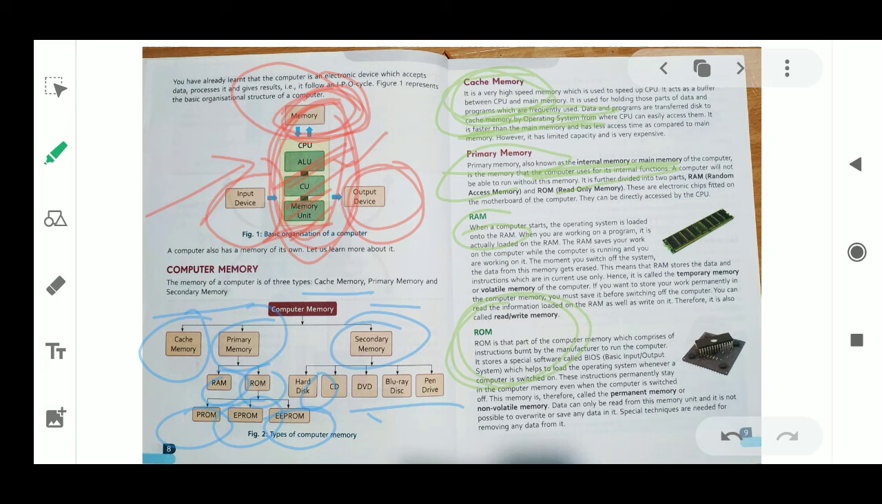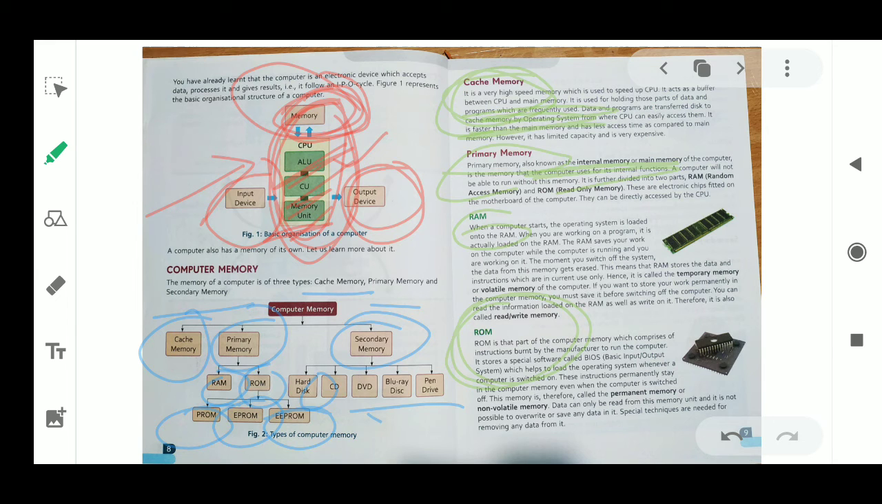So what is that? It is a non-volatile memory. ROM is non-volatile, meaning if your computer is switched off, there will be no deletion of data from the ROM. Once you switch on or switch off, that will be there on the ROM, so it will not delete. So ROM is a non-volatile memory, and ROM is also called permanent memory. ROM is the permanent memory.